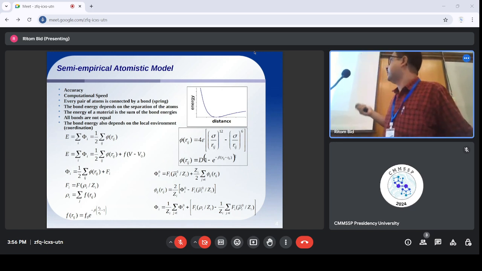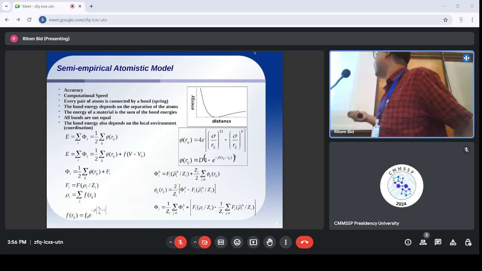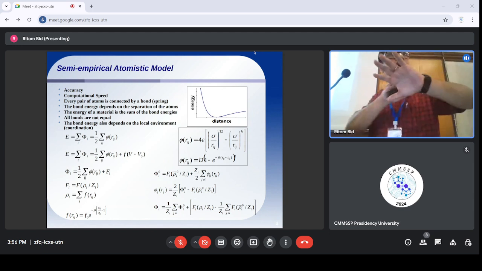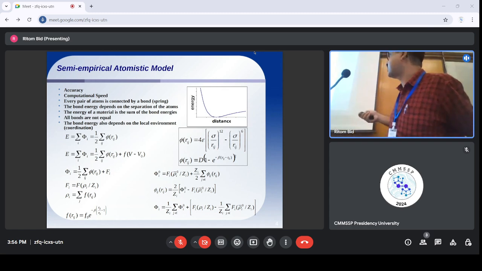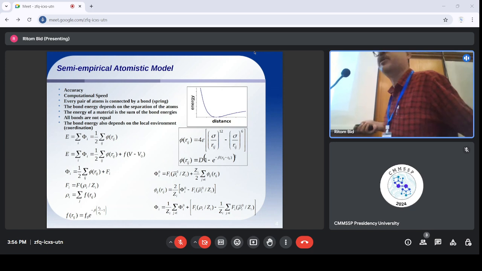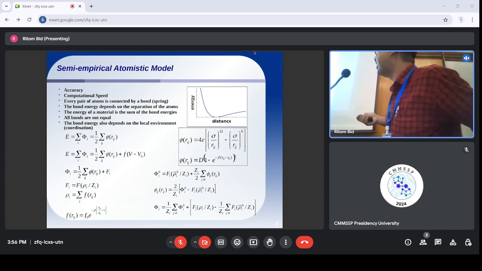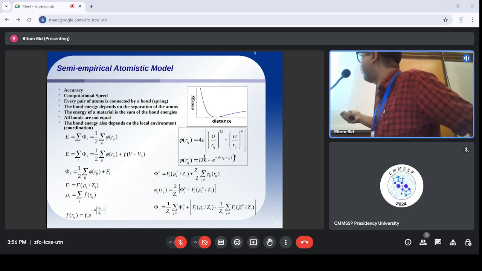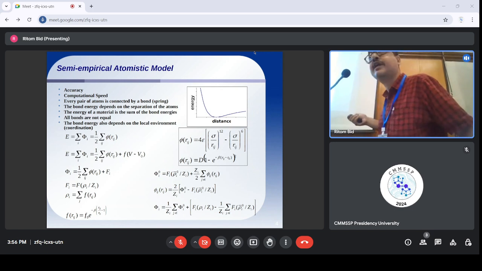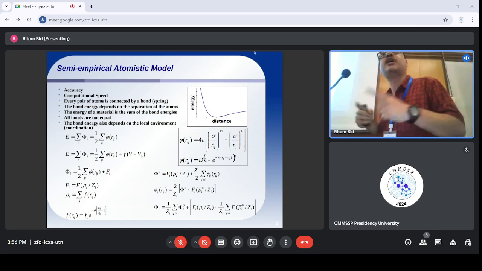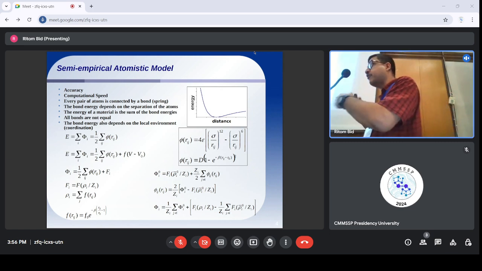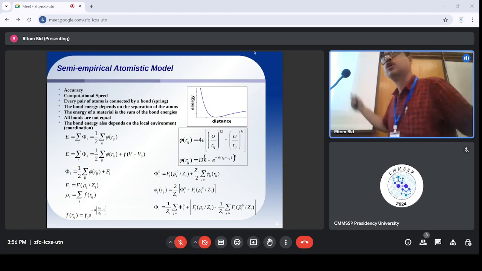The key idea of this embedded atom method is how much energy is needed for one atom to be inserted in a sea of atoms. So that is the key idea. A little bit of mathematics: to predict the energy of the whole system, it is half of phi, where phi is the energy or interaction potential between the atoms i and j, and the half comes because you are counting it twice when you sum over all the atoms.